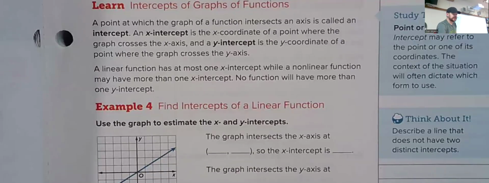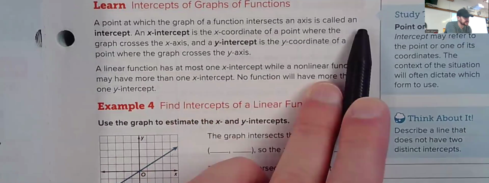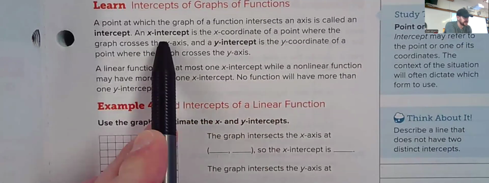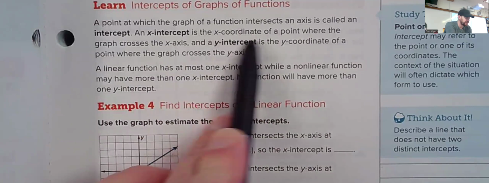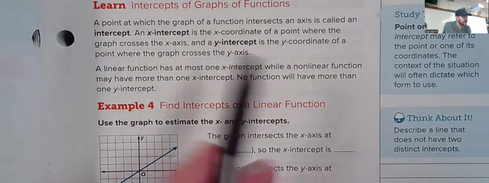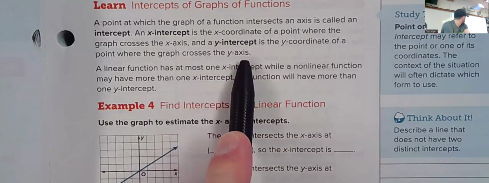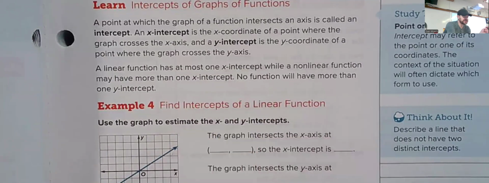So a quick reminder, an intercept is where a graph crosses an axis, whether it's the x-axis or the y-axis. A point at which the graph of a function intersects an axis is called an intercept. An x-intercept is the x-coordinate of a point where the graph crosses the x-axis. Oppositely, a y-intercept is the y-coordinate of a point where the graph crosses the y-axis. So you only need to mention either the x value for an x-intercept or the y value for the y-intercept. You don't need to mess around with the other one.